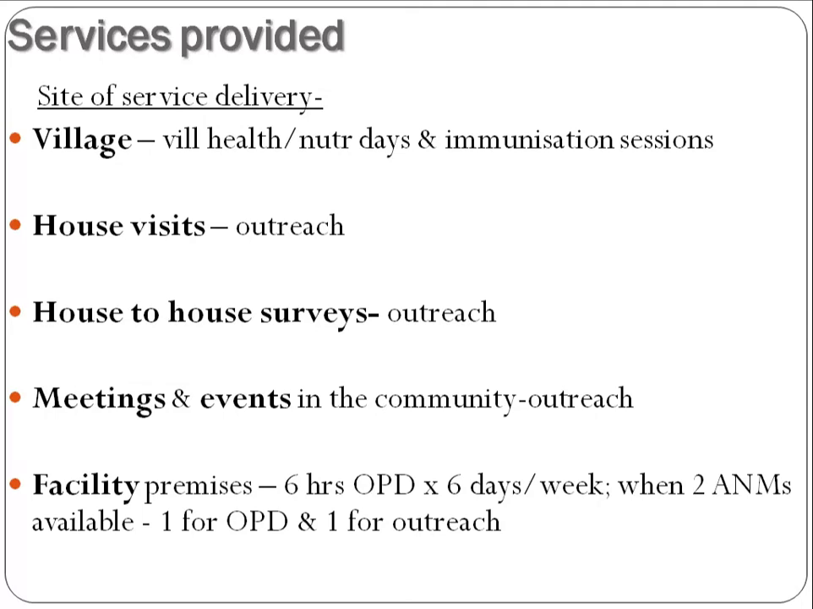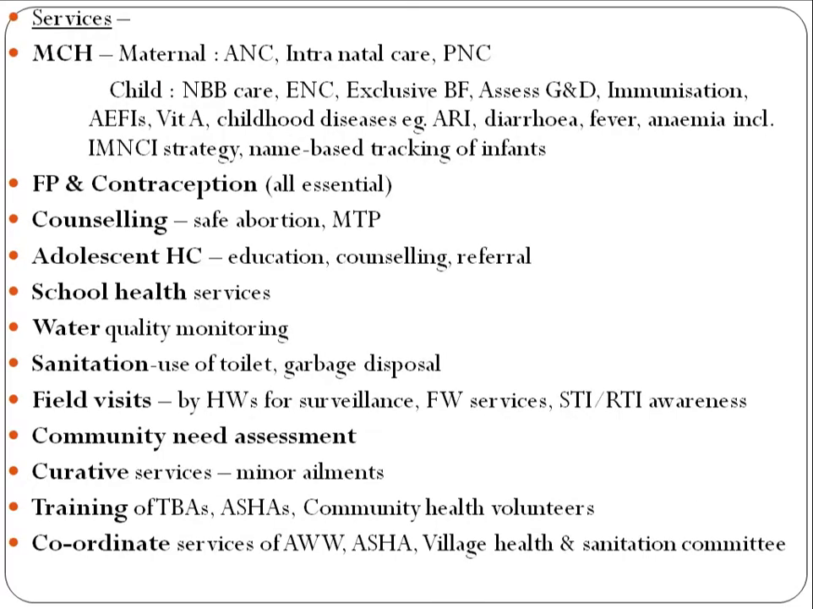Okay, and at the site of service delivery, the sub-centers are located in the villages. They go from house to house, the workers, and take down the statistics. They do house-to-house surveys. There are meetings and events, and that is called outreach activities. The facility provided by the sub-centers are 6 hours of OPD, 6 days a week. When 2 ANMs are available, one is for OPD and one is for going from house to house. Okay, these are the various services of the sub-center.